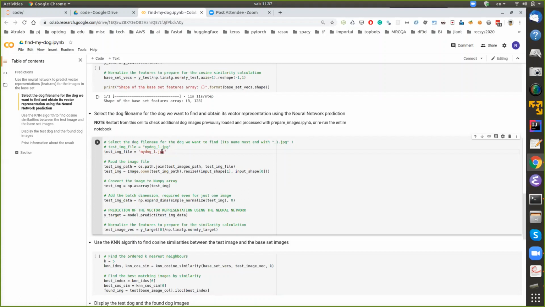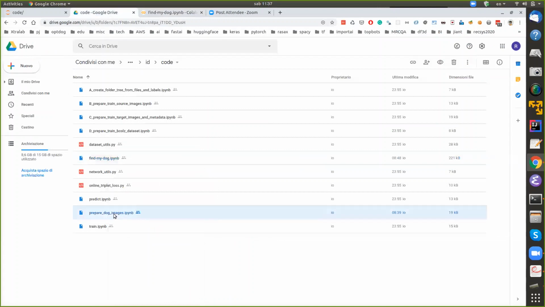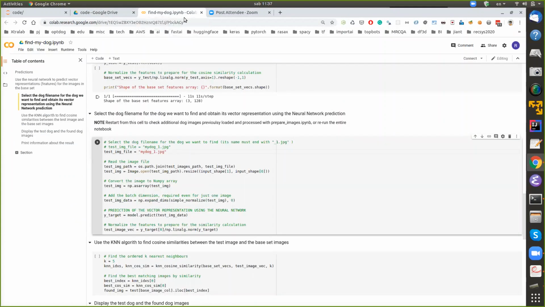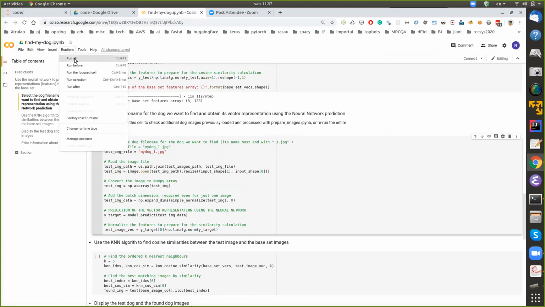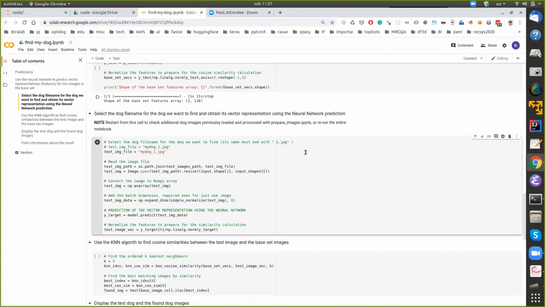I uploaded right now My Dog _1.jpg and My Dog _2.jpg. In this notebook, after launching the prepared dog, I change the name of the file to look for, and then I just run all the notebook. And then the notebook should be able to find the dog that I uploaded among the other dog pictures in the archive that I'm using.